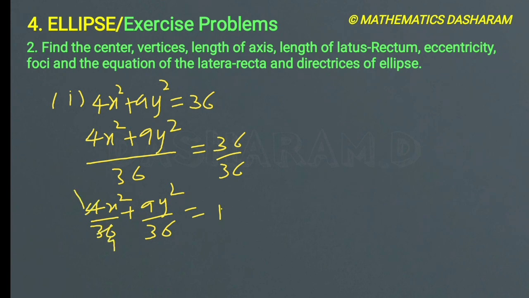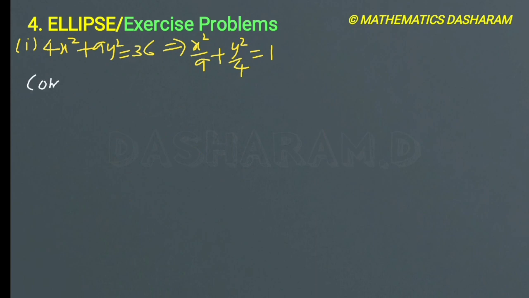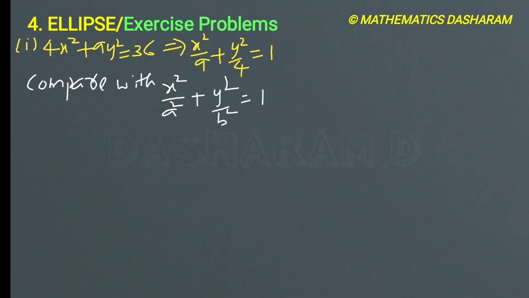4 ones are 4, 9s are 36; 9 ones are 9, 4s are 36. Then x square by 9 plus y square by 4 equals 1. Now it is converted into the standard form. Let's compare with the standard form of an ellipse, x square by a square plus y square by b square equals 1. So here a square is 9, then a equals root 9, answer 3; b square equals 4, then b equals root 4, answer 2.